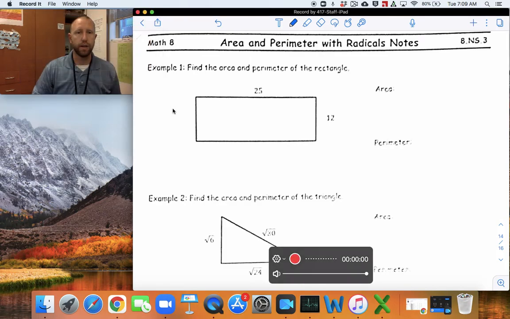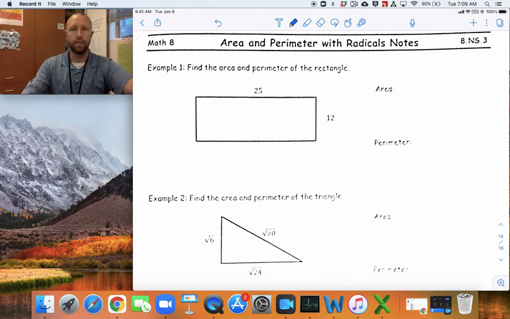All right, guys, we are doing the area. It's the last section in your packet: area and perimeter with radicals. So I'm on the notes page here, and you guys know how to find area, right? We're multiplying, so you already know how to multiply radicals. So that's not too bad.